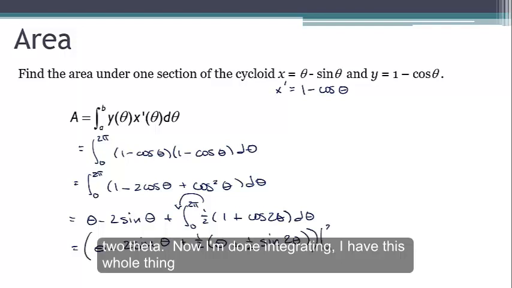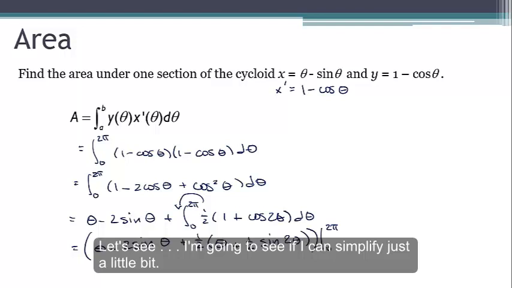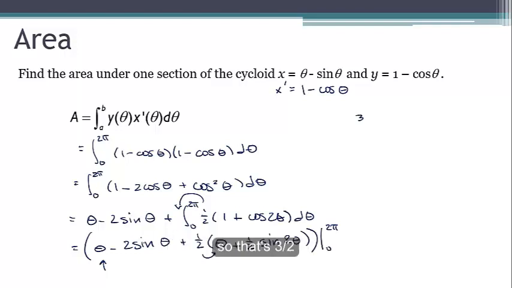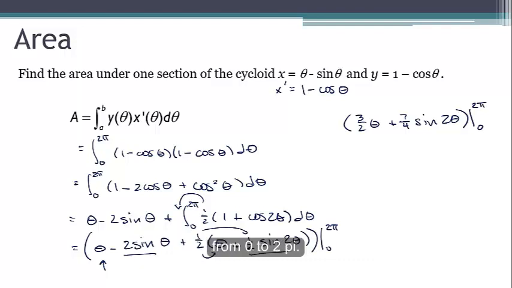Now I'm done integrating. I have this whole thing from 0 to 2 pi. Let me see if I can simplify just a little bit, to make my life easier. I can add this theta and this 1 half theta together, so that's 3 halves theta. And here I have 1 fourth sine 2 theta. So minus 2 sine theta plus 1 fourth sine 2 theta, which I believe is going to be a plus 7 fourths sine 2 theta. I'm going to evaluate this from 0 to 2 pi.